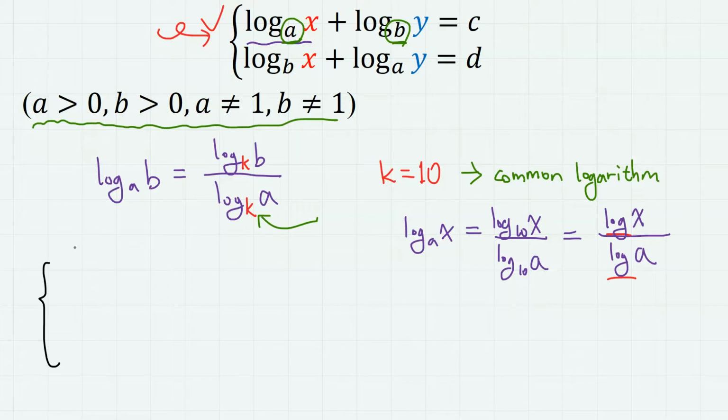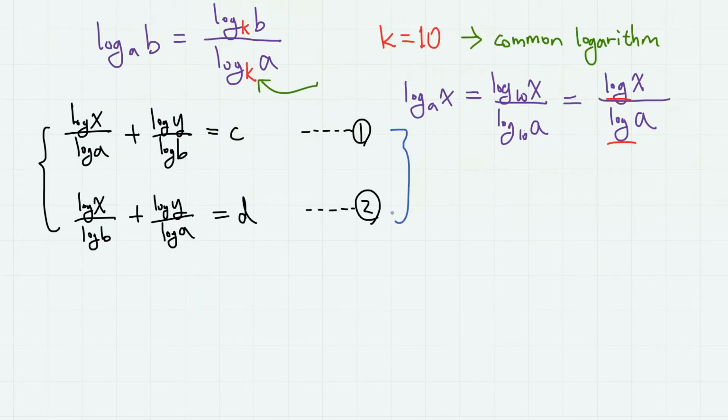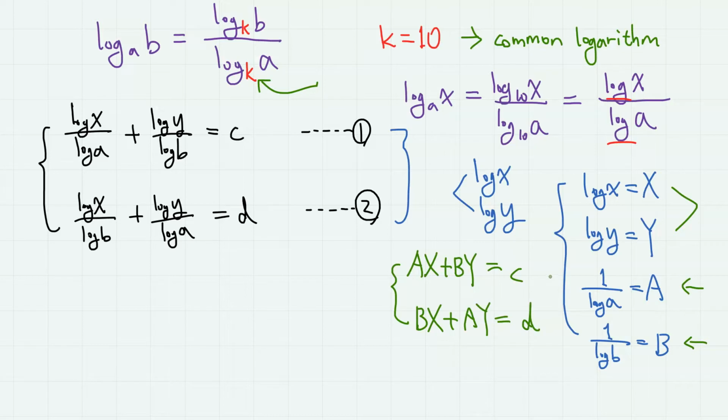Then for the first equation, we have log x over log a plus log y over log b equals c. And for the second equation, we have log x over log b plus log y over log a equals d. Now you can think of this as the system of linear equations of log x and log y. If we even use the following substitution, where we denote log x and log y as capital letters X and Y, and 1 over log a as capital letter A, and 1 over log b as capital letter B, then the equation looks much simpler.